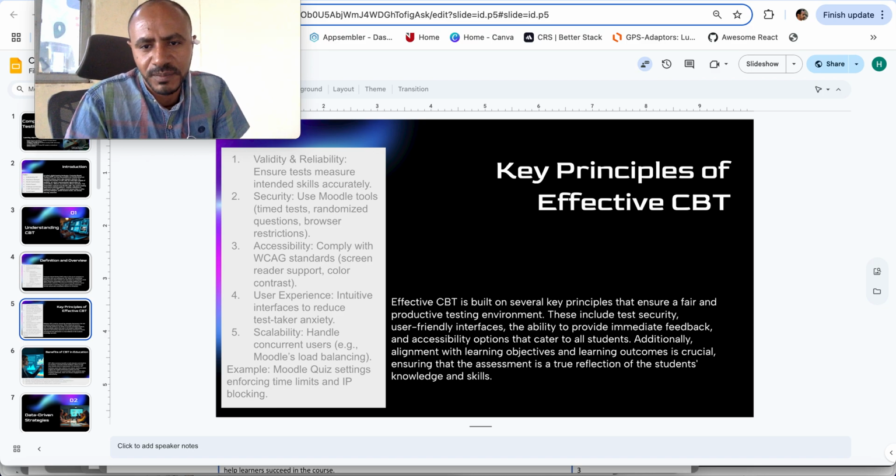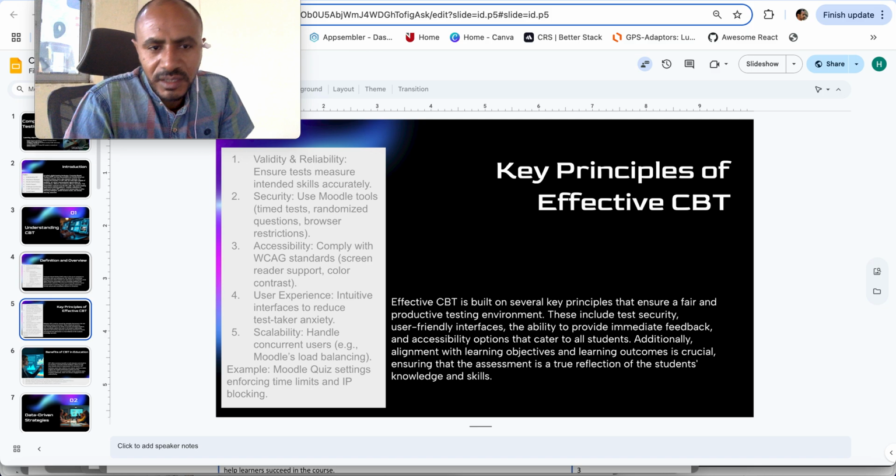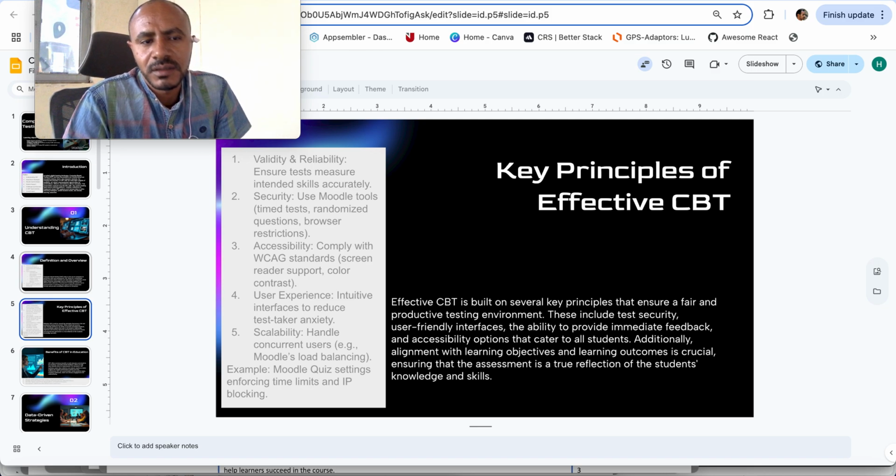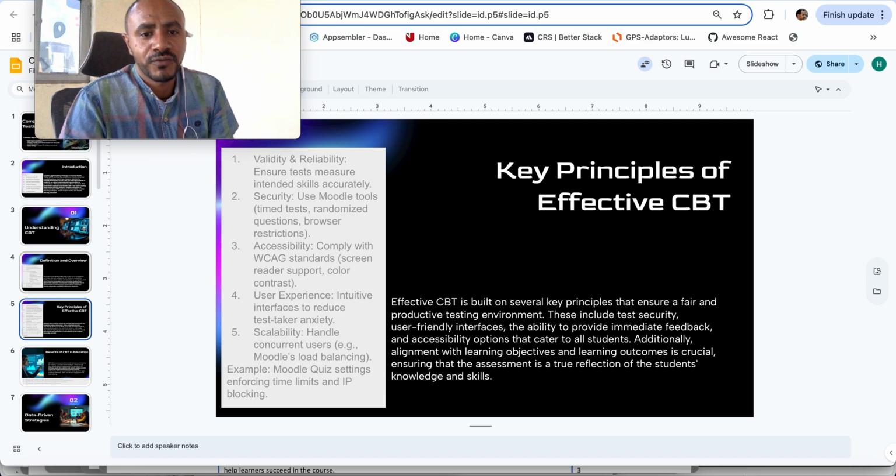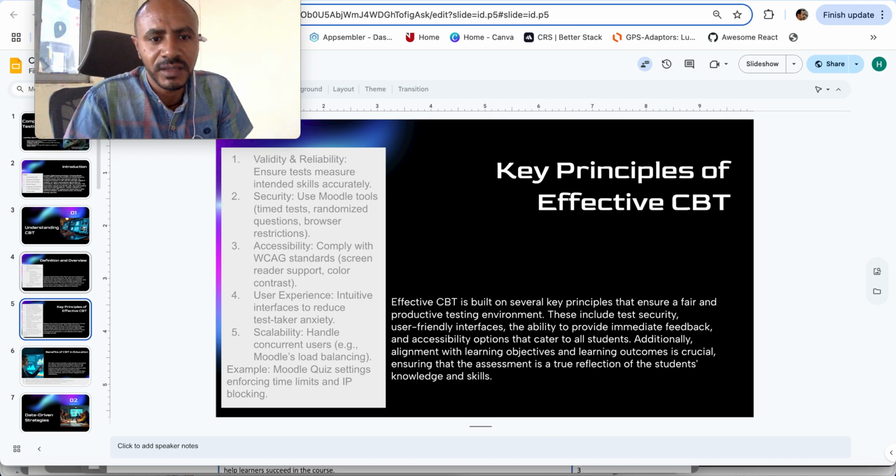So what are the key principles or things that we should consider for effective computer-based testing? Okay, one is security. Okay, so maybe we have a question bank and we extract questions randomly. So in this case, we should have an adequate number of items in our question bank so that the randomness would actually make sense. Okay. The other thing is we comply to certain standards for accessibility purposes.